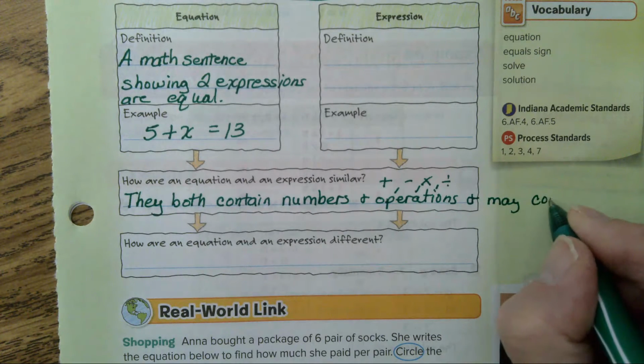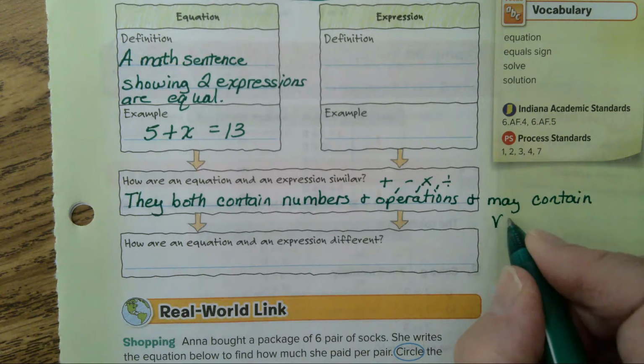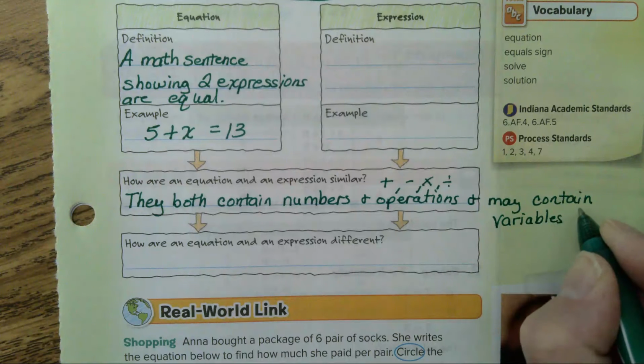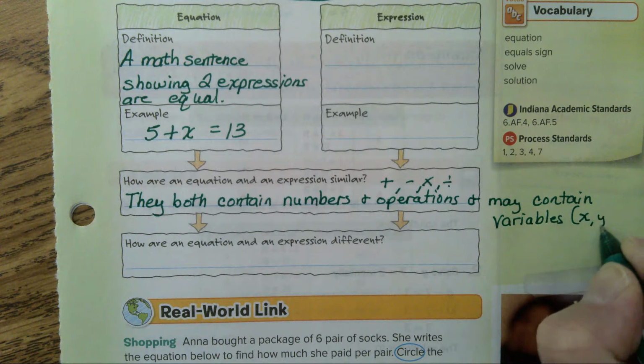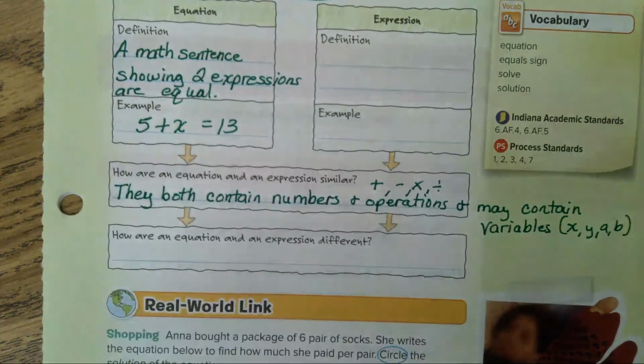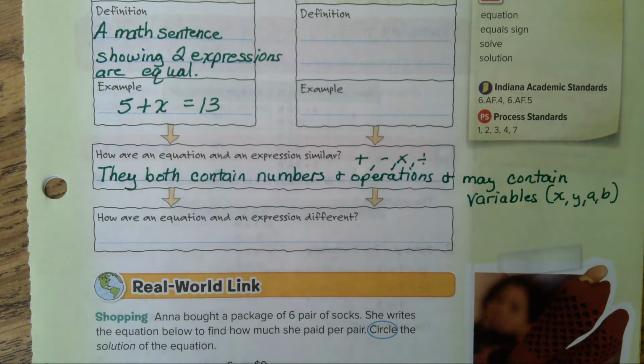And you know what variables are, right? Those are letters. May contain variables. An example would be X, Y, A, B, and so on. You don't have to do the example if you already know what a variable is. Write that down. How are an equation and an expression different?